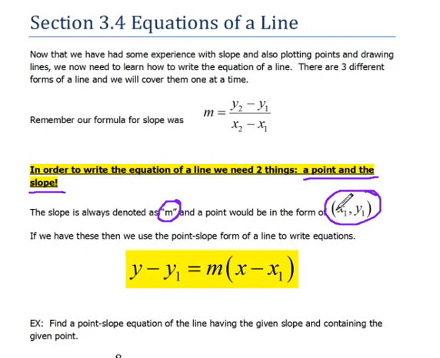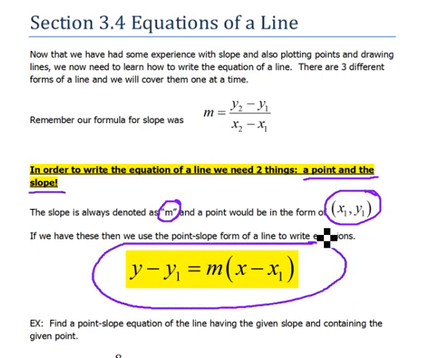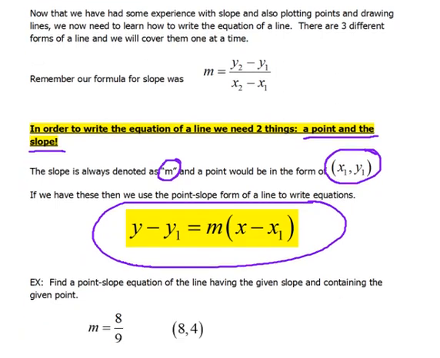If we have these two things, which we must have, then the equation that we use to write the form of a line is this formula: y minus y1 equals m times x minus x1. And do you see how very similar it is to the slope formula? It's really just a variation of that slope formula. So I want you to get it into your mind that no matter what, this is how we start writing equations. Okay, let's do a quick example of that.